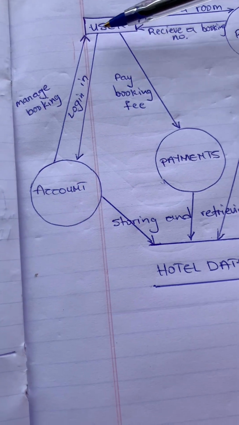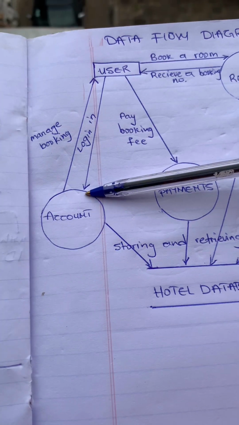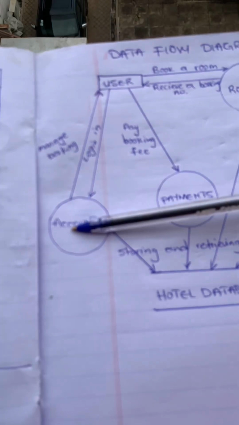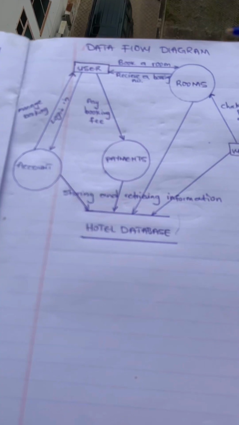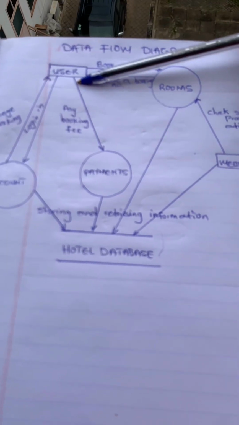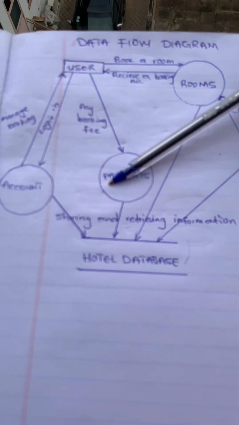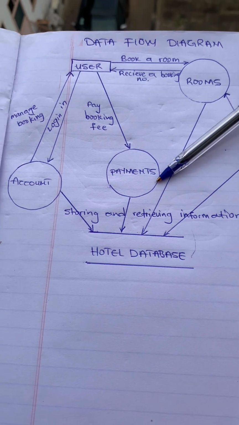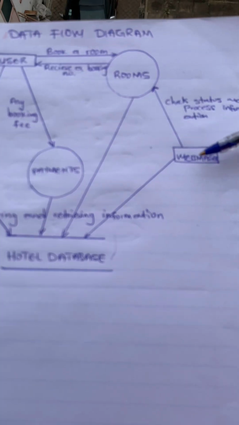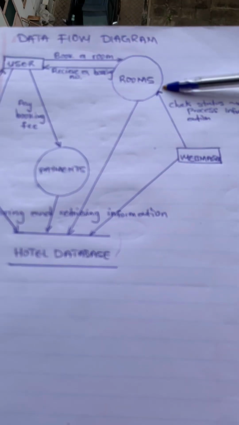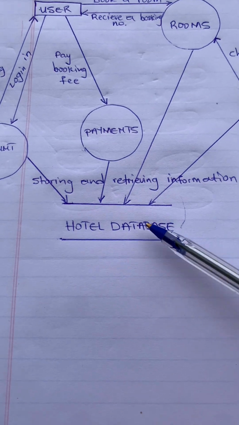And the same applies to this place. The user logs in to accounts, the system does whatever it has to do, and then manage booking is sent to the user, and then the user pays the booking fee, payment processes whatever it has to do here, and that's it. And then we have the webmaster. The webmaster goes to check status and process information. And after that, here is the data store.